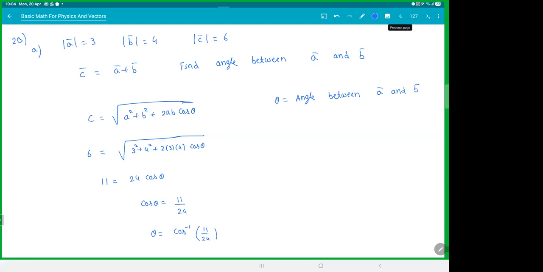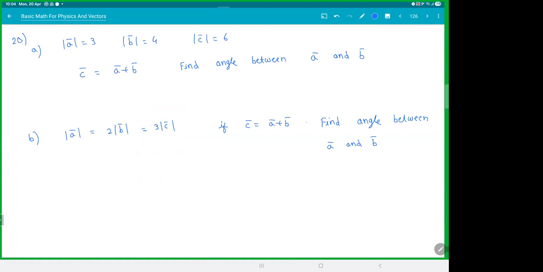All clear with that? What about the second one? Same thing. I didn't give you numbers, but I gave the relation between them. Mod A is 2, mod B is equal to 3, mod C.